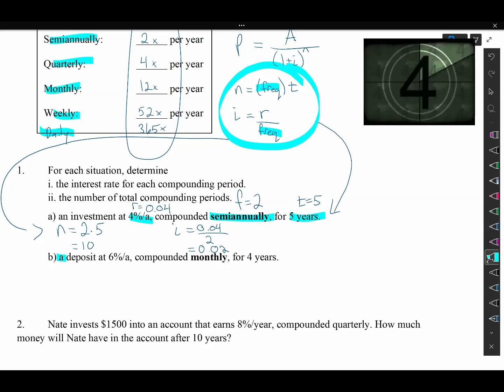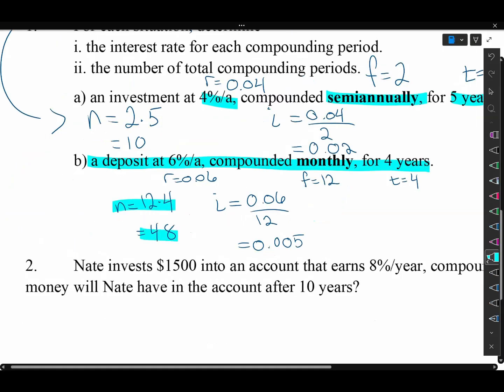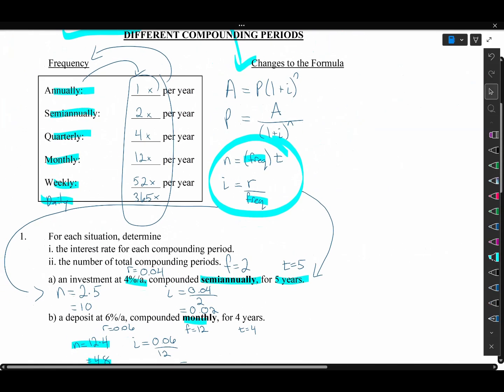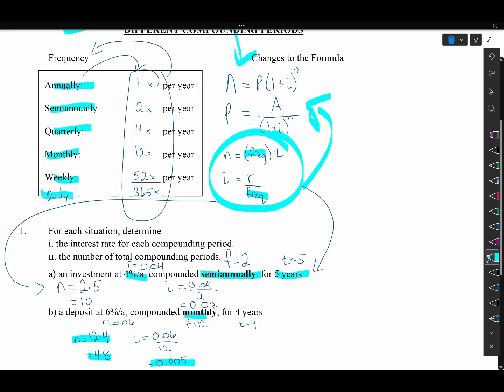I encourage you, pause the video, try out B. I'm not going to show you how to do it, but I'll give you the answers in a moment. Good, we have our new n values, we have our new R value. Nice work, we performed our calculation. Let's go forward. We're going to find the n value, we're going to find the I value, and then we're going to apply these new values to our brand spanking new equations.